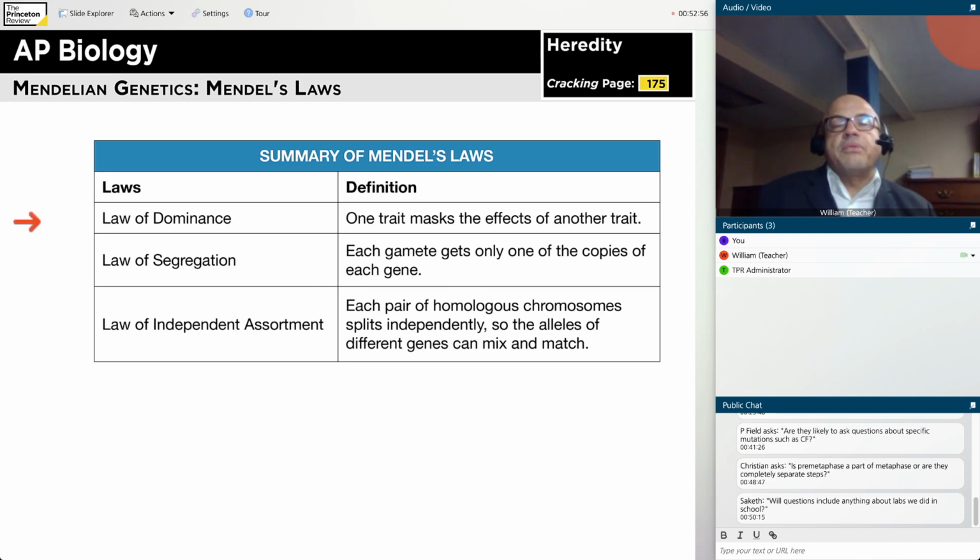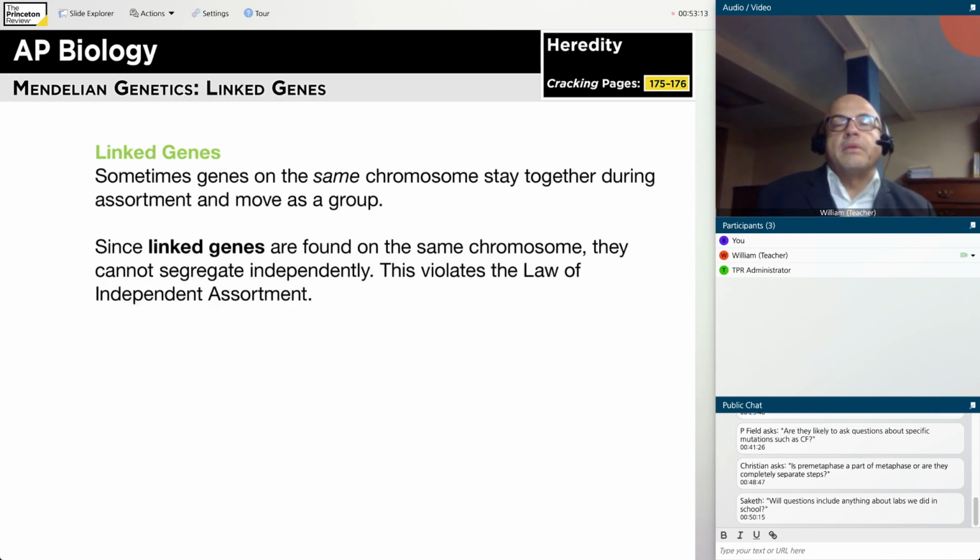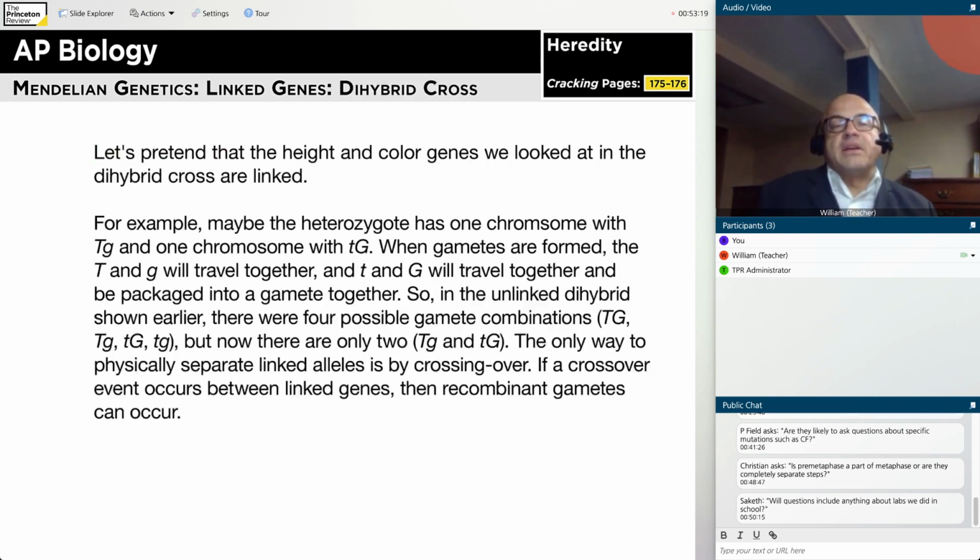So these are the three Mendelian genetics principles, being able to mention them and understand their applicability in a specific problem. And then, of course, the test cross is also very important. Sometimes genes are on the same chromosome, so they move as a group. And that's the idea of linked genes and the idea of a dihybrid.